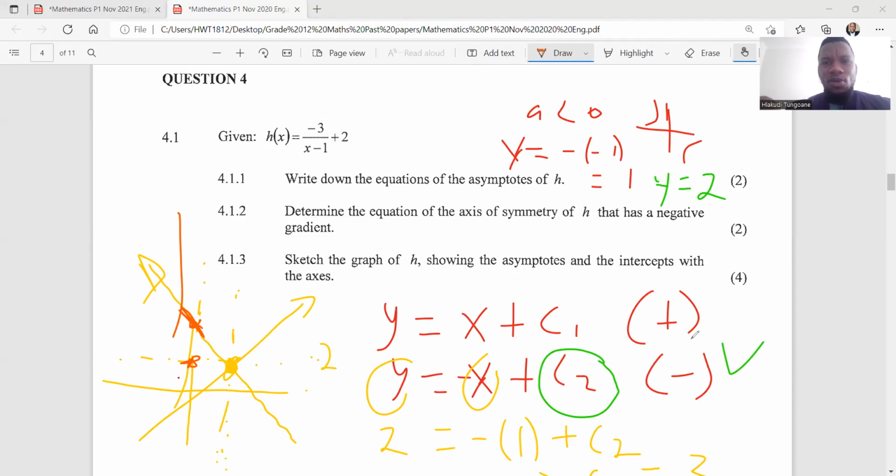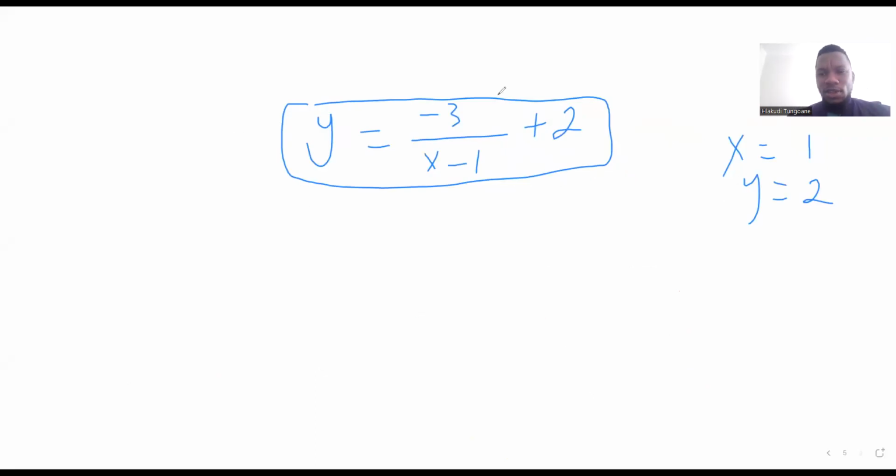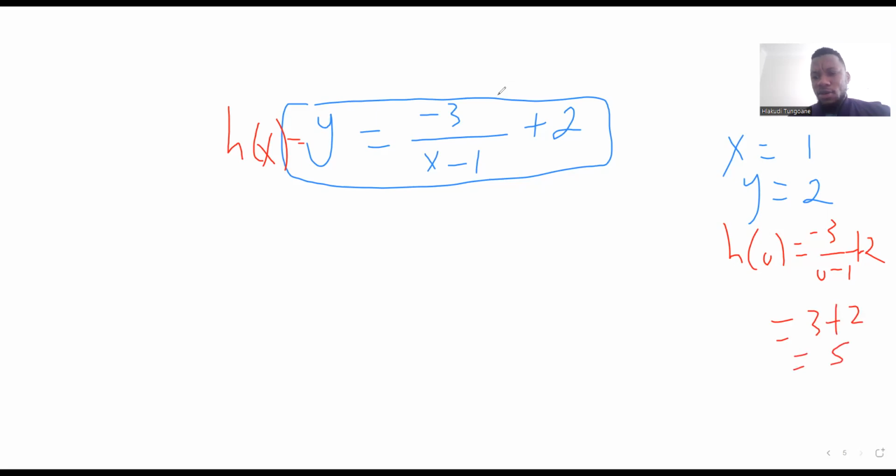So remember for y-intercept, this is the same as h of x, right? So for h of 0, if we let x equals 0, then you're going to get minus 3 over 0 minus 1 plus 2, right? So that gives us minus 3 over minus 1, that's 3, plus 2, that's 5. Which means our graph's coordinate is going to be 0 and 5, right? That's the y-intercept.